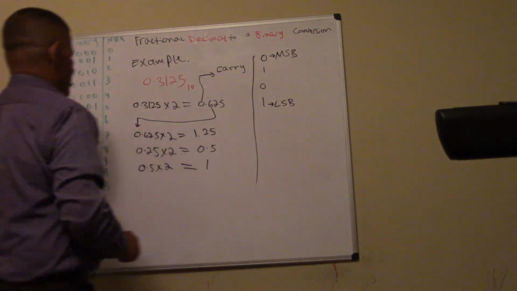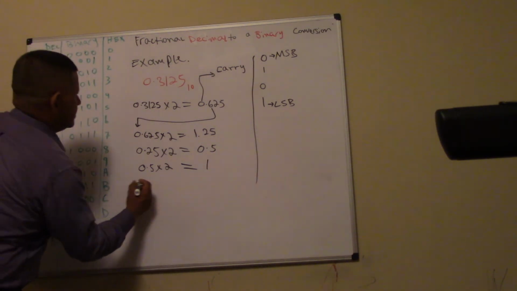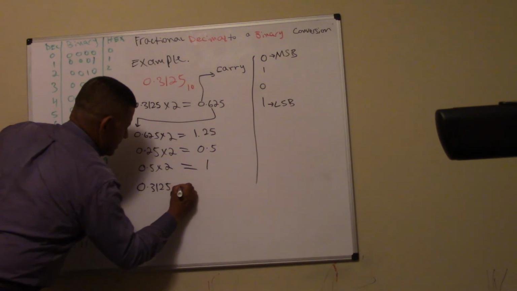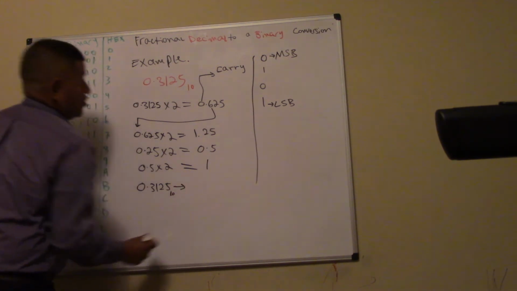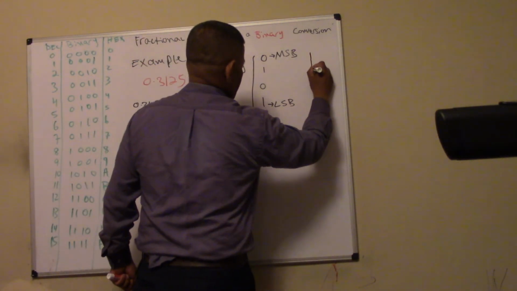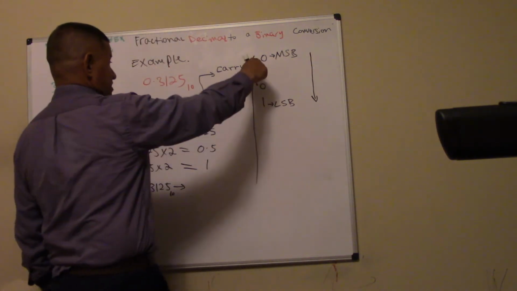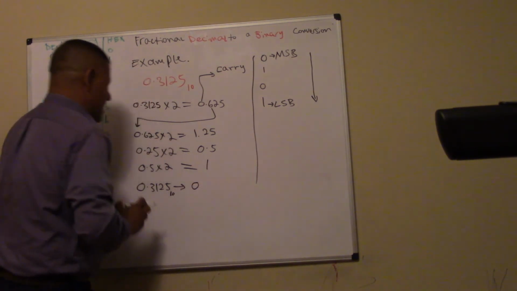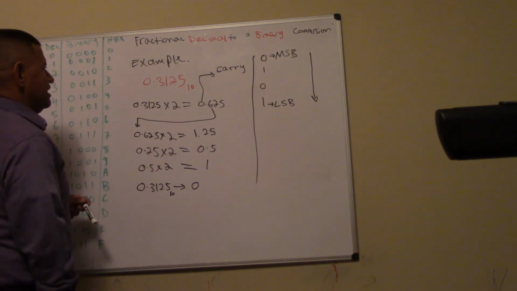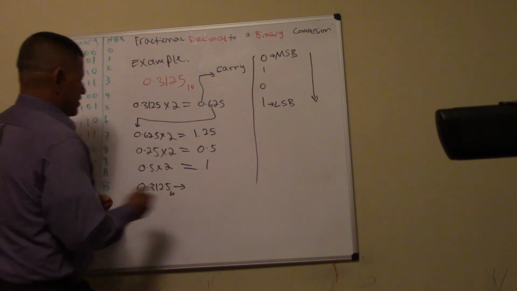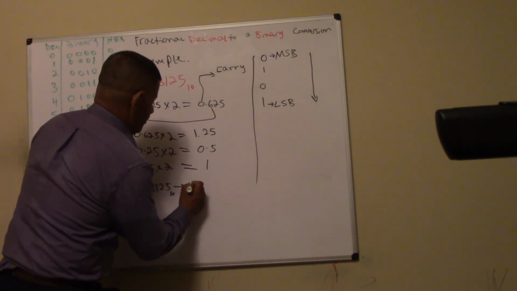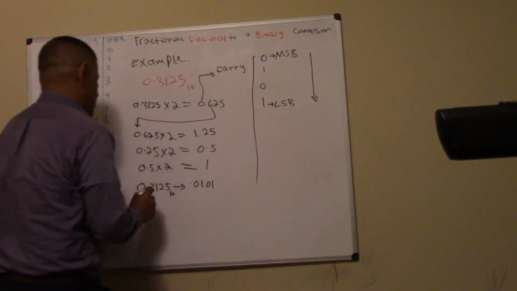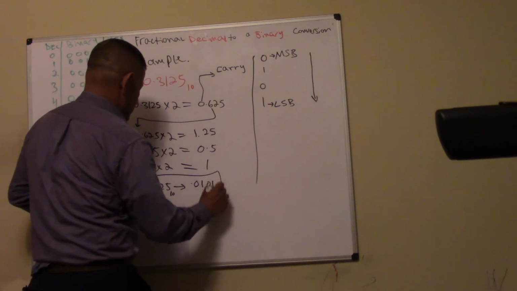So now what would be the answer? Well, 0.3125 base 10 is equivalent to, and in this case I am going down, so I am reading like this: 0, 1, 0, 1. So it's going to be 0 point. Remember, I have a point too, another thing I have to remember because I am dealing with decimals. So it's 0.0101. That is the answer for that.